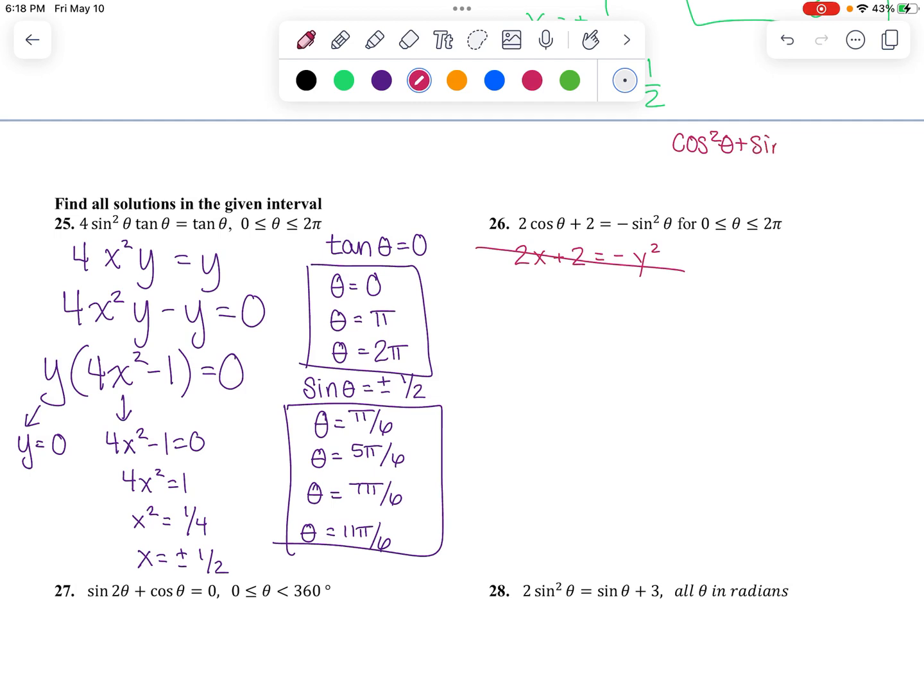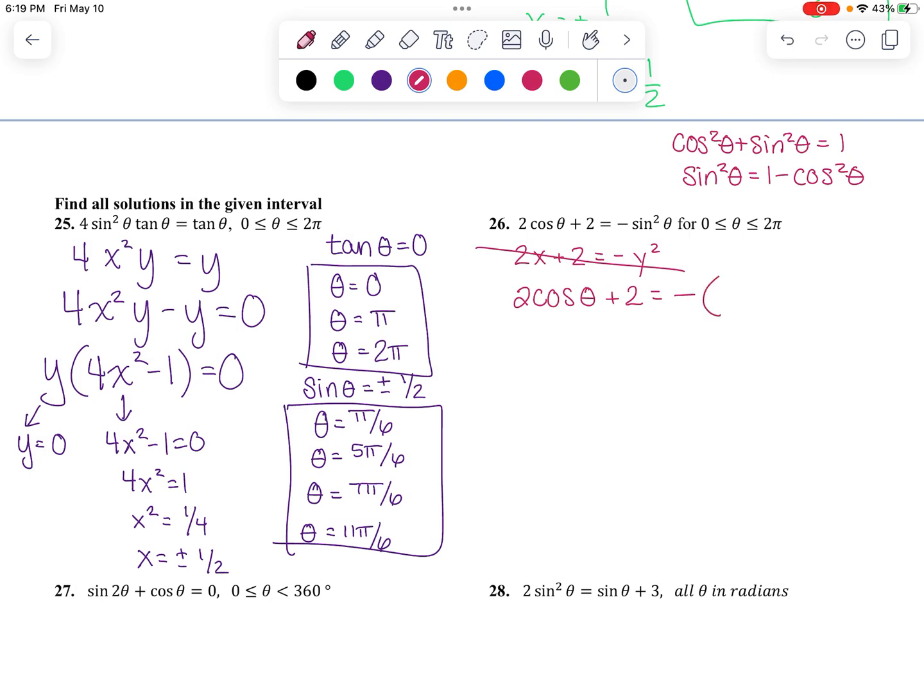So I have an identity that says cosine squared theta plus sine squared theta is equal to 1, which means sine squared theta is equal to 1 minus cosine squared theta. And I can replace sine squared with that. And then I will have all cosines.